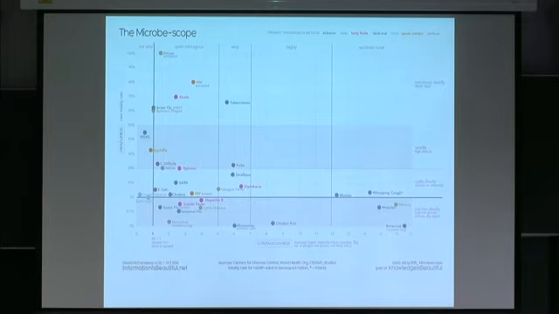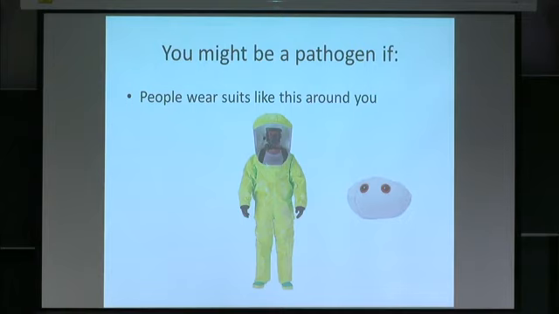So basically, just to show that there are obviously a subset of things where it's very important not only to know if one of these is in your sample so you could track or detect it, but also if anything behaves similar to that, to find it as well. So my rule: it might be a pathogen if people wear suits like this around you. And that's something where I don't think there's any room for discussion.